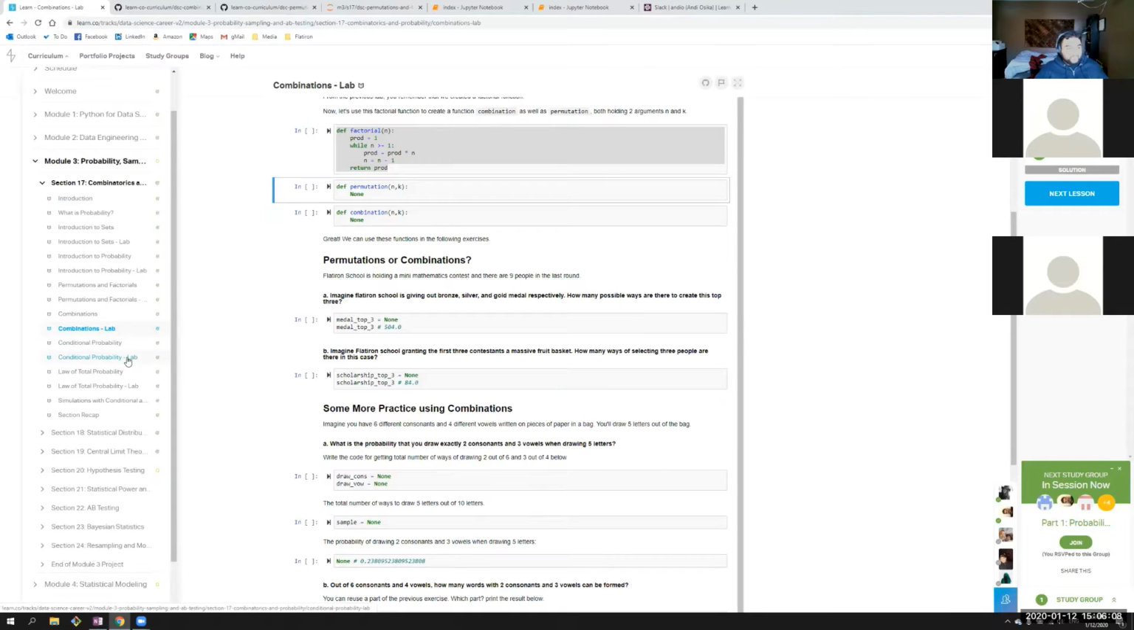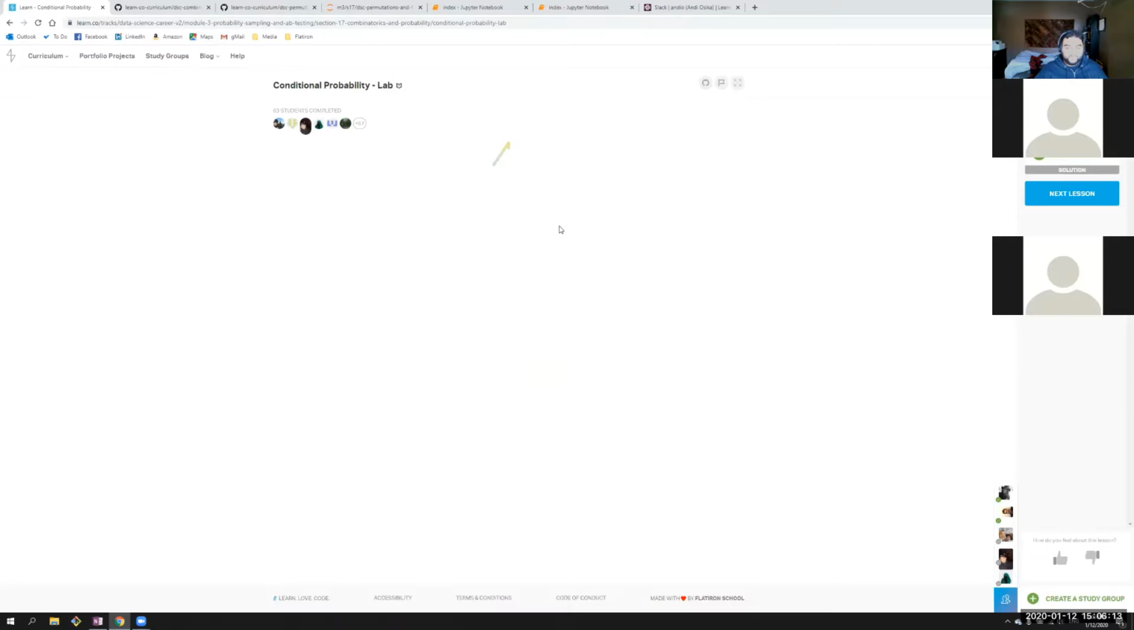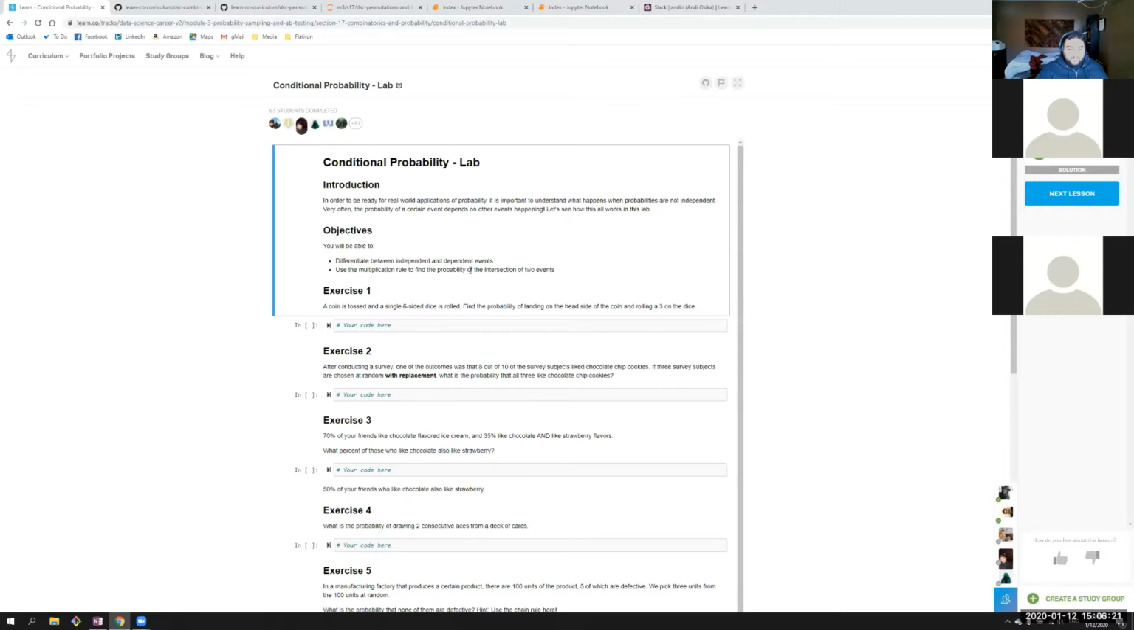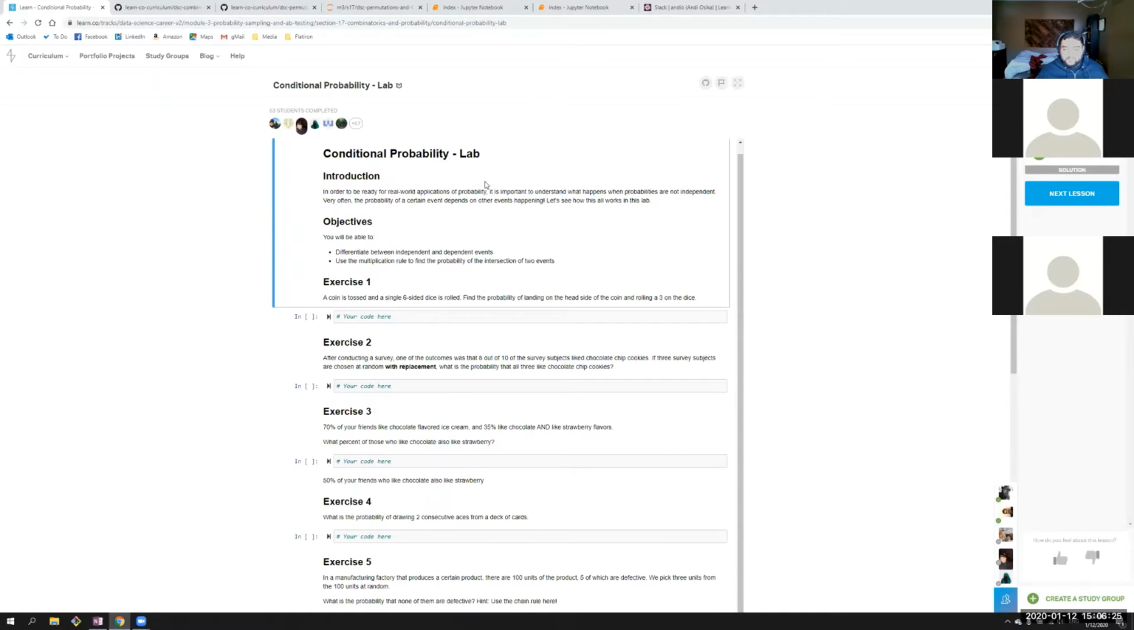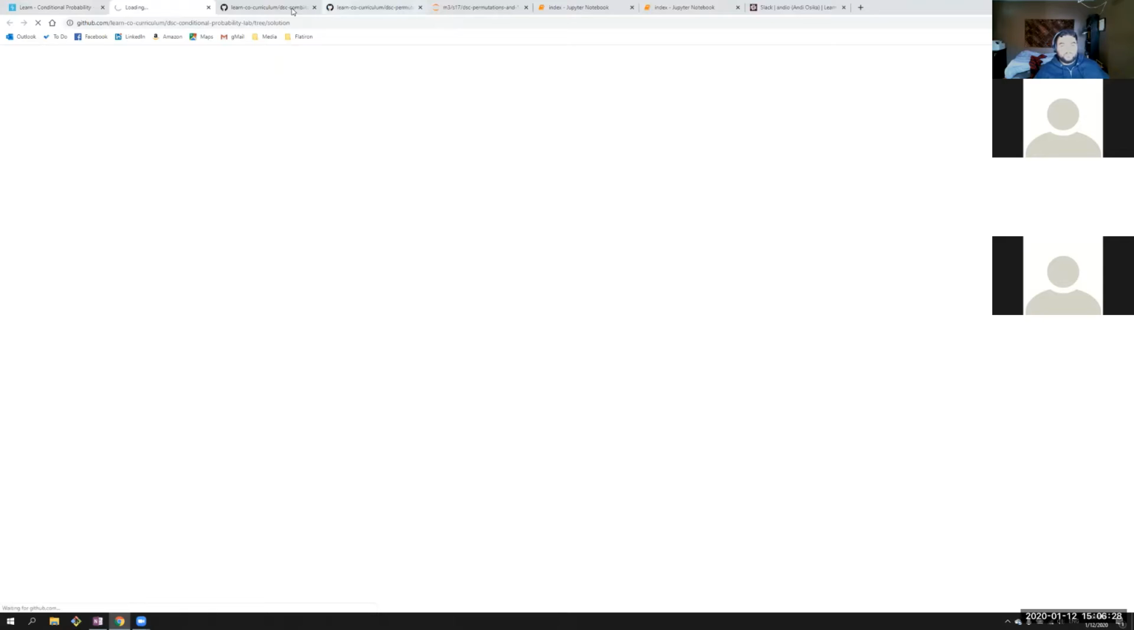Conditional probability lab. You guys want to do that one? Yeah, let's just finish it out. I like this one. This one was fun. Well, part of it. I like the diesel car one because that's the one where, no, that was total probability. Never mind. Okay, all right. I'm going to open the solution and zoom in.